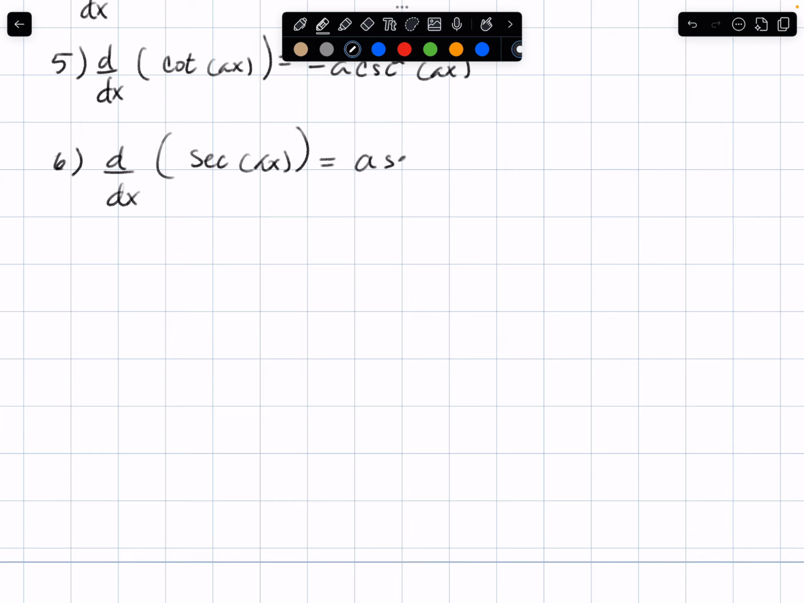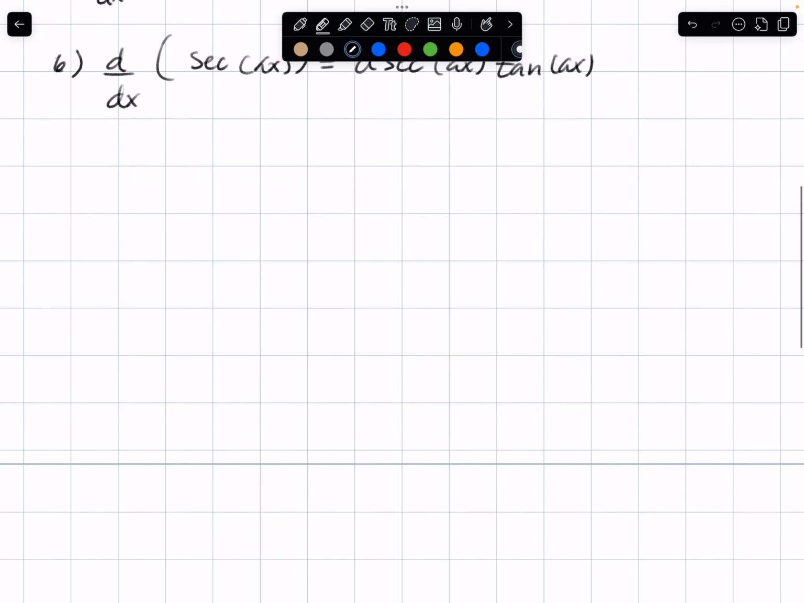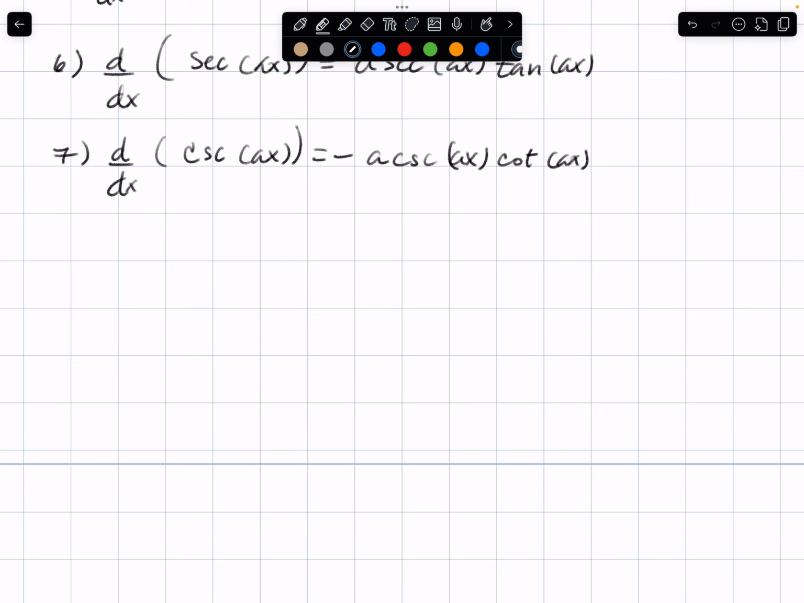And this turns into secant of ax times tangent of ax. And the derivative of cosecant of ax is negative cosecant of ax times cotangent of ax.